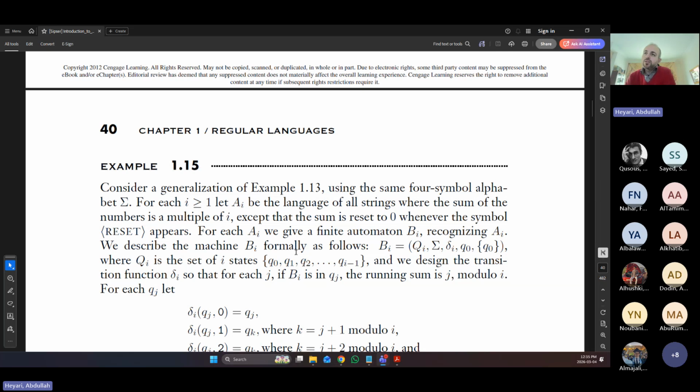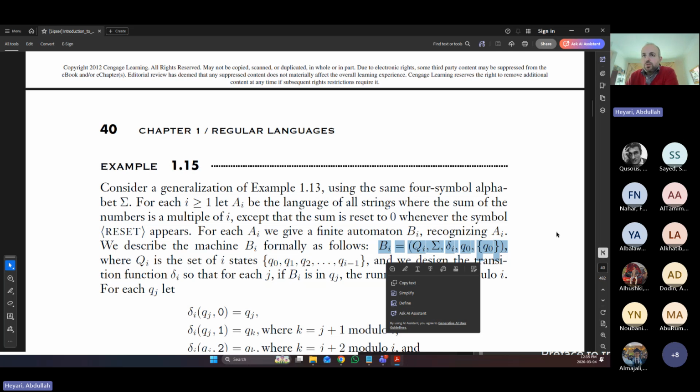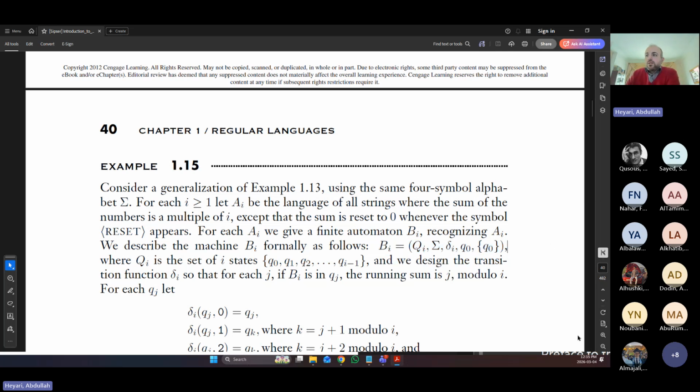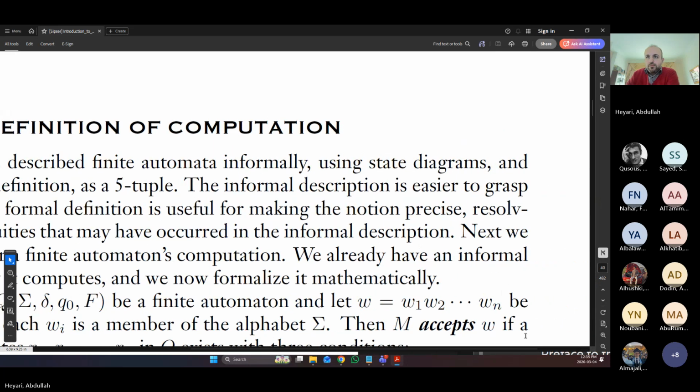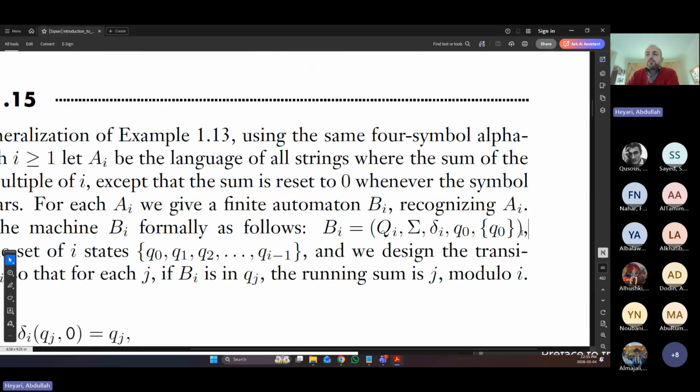So this is how the machine is described. Here we've got a set of states, a set of alphabets, a set of transitions, a start state, and a set of acceptance states. And that would be only one accepting state. And that needs to be the first state.